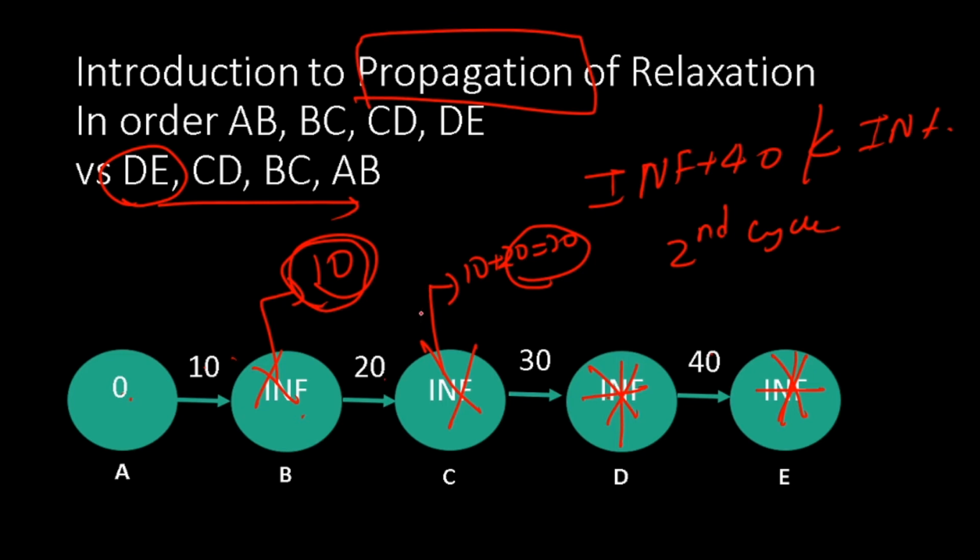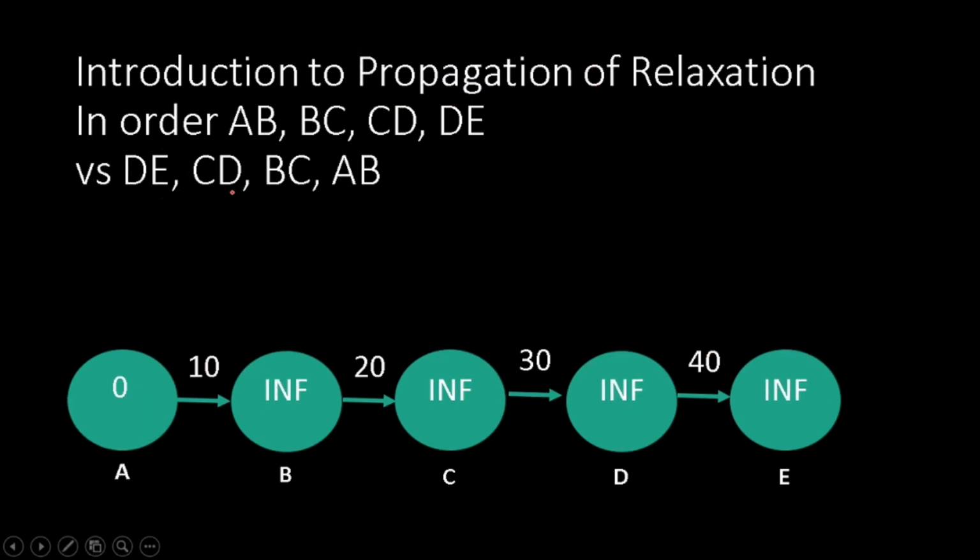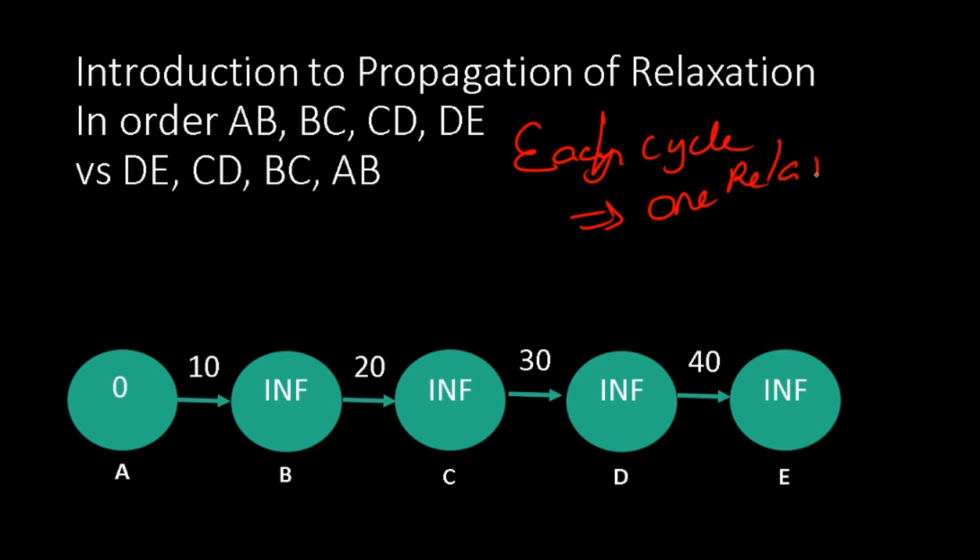Now let us see what happens in the third cycle. In the third cycle, nothing changes here. But here, the relaxation that happened in the previous step is propagated. It's propagated to 30 plus 30 is equal to 60. Okay. And in the final cycle, this also gets relaxed. So in other words, in each cycle, one relaxation happened. And how did it happen? By propagation.